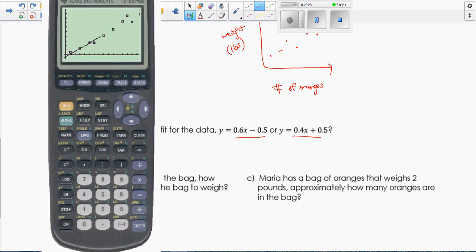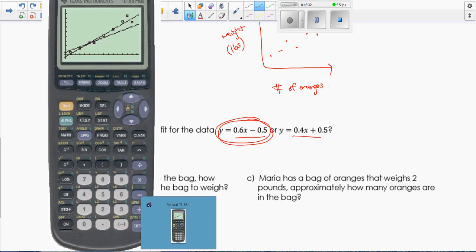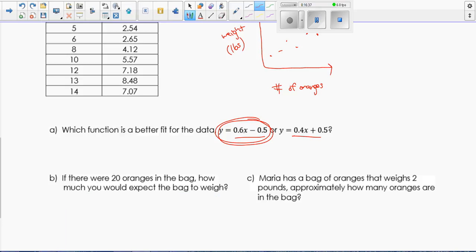That's my first equation. It looks like a really good fit. That one does not look so good. So this one is definitely a better fit. Alright, so that means if that's a better fit and follows my data, that's the equation that I'm going to use to estimate and predict values.